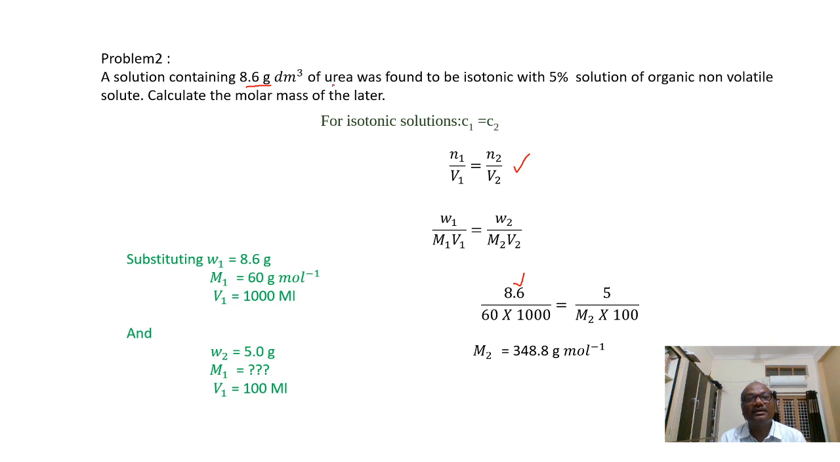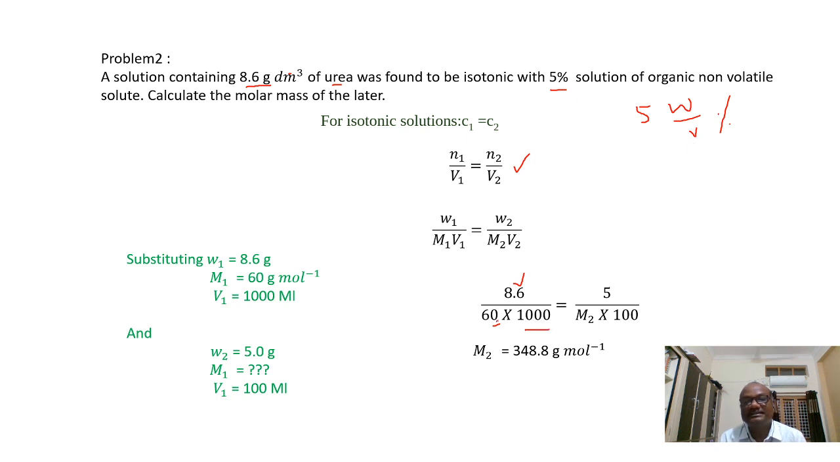M1 is the molecular weight of urea. Do you know the formula of urea? It is NH2CONH2. The molecular weight will be 60 gram mole inverse. Decimeter cube is per liter, which is 1000 ml, because the second one is 5%. 5% means W by V, that is, 5 grams of solute is dissolved in 100 ml of solution. Since this is given in milliliters, we convert decimeter cube into milliliters. We got 1000.